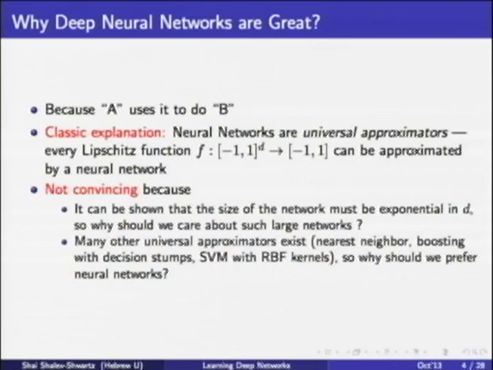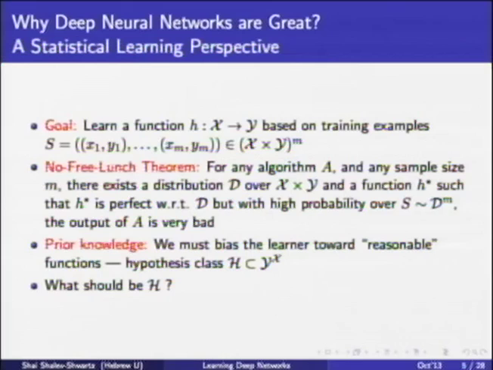Before I talk about how to train neural networks, I want to give a few slides about why I think that deep neural networks are great from a statistical learning perspective. In statistical learning, our goal is to learn a function h from some domain X, I will focus on d-dimensional vector spaces, to some output Y. Let's talk about a binary problem, so Y is just {0, 1}. And the input to the learning algorithm is a training set of m examples.